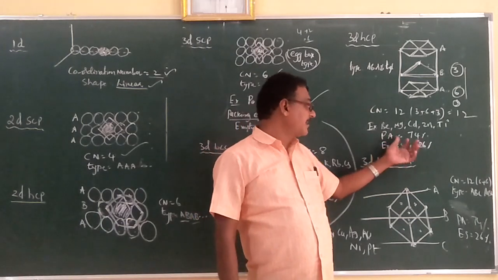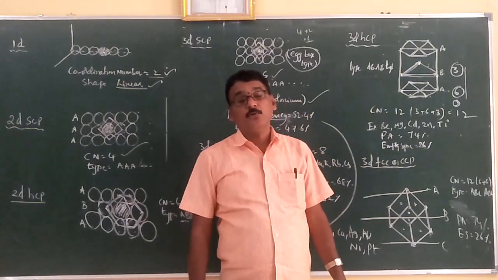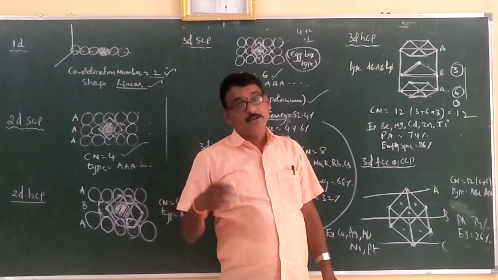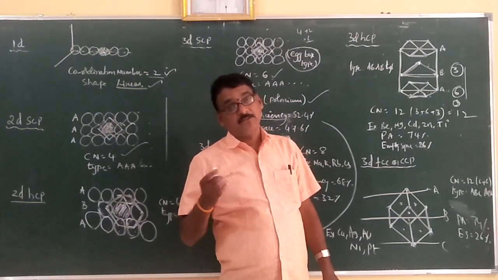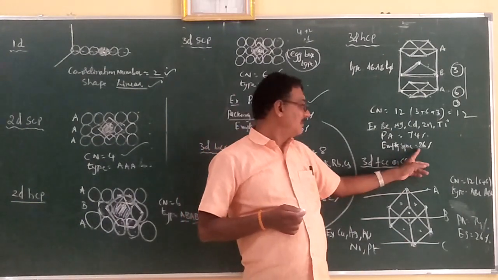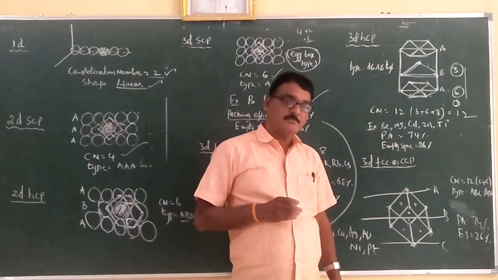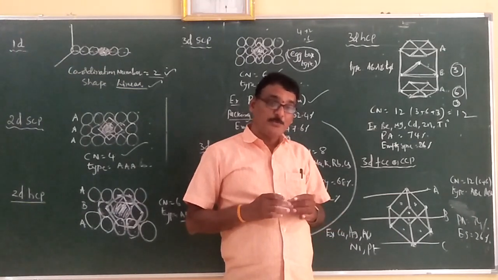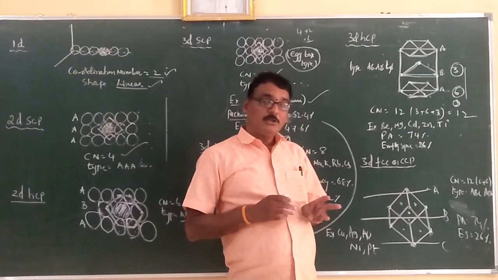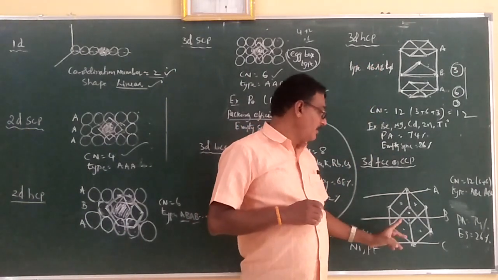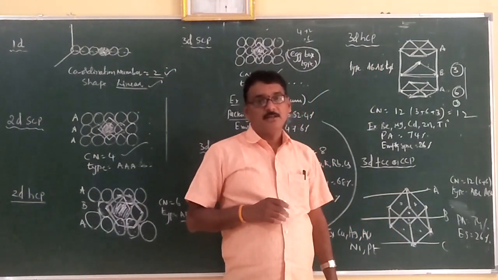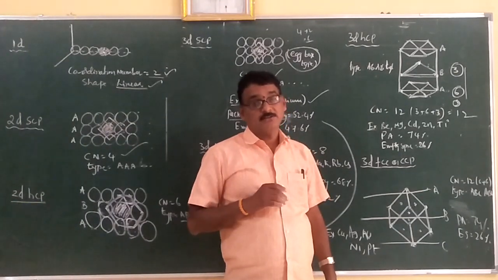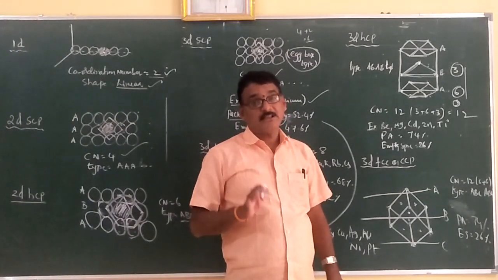What is the packing efficiency? 74% of the atoms can be occupied by the 3D HCP, and the remaining empty space is 26%. Now, the maximum percentage of atoms that can be occupied is in only 2 structures. That is 3D HCP, next 3D FCC. Around 74% of atoms are occupied by this crystal structure.